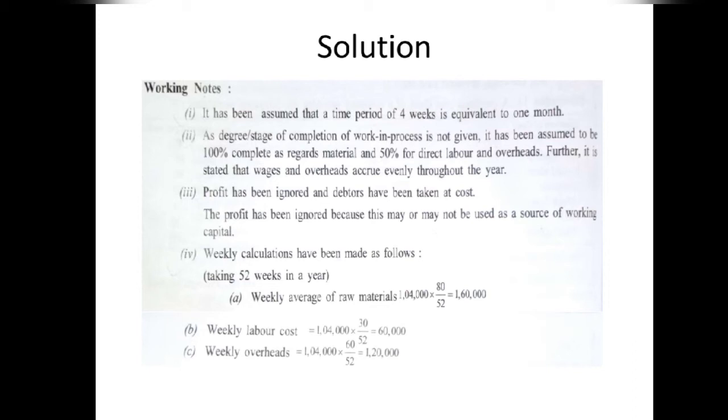Then the second calculation is related to weekly labor cost. Again 1,04,000 is the annual production, 30 rupees is the labor cost per unit, divided by 52 weeks. So the weekly labor cost comes to rupees 60,000. And third, we calculate the weekly overheads in a similar fashion. 1,04,000 annual production into the overhead cost per unit of rupees 60, divided by 52 weeks. So the weekly overhead cost is rupees 1,20,000.